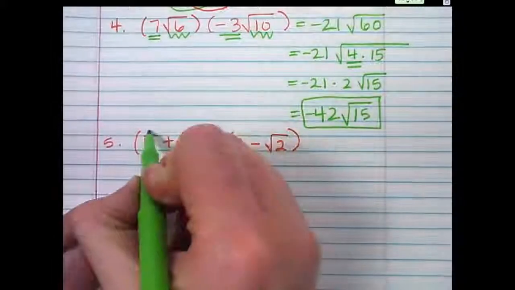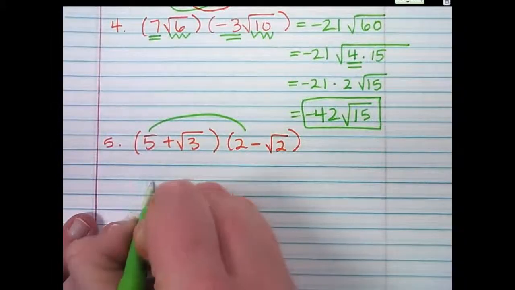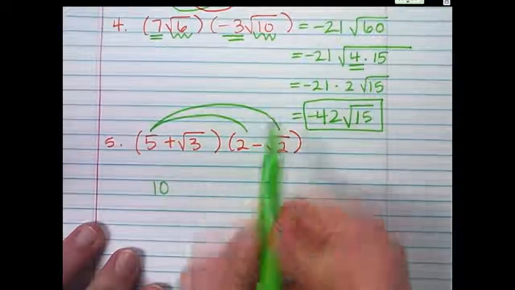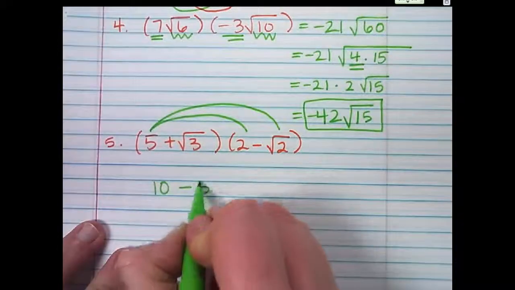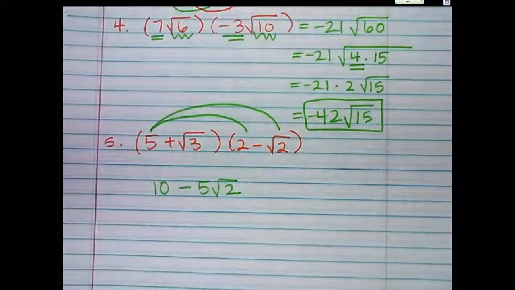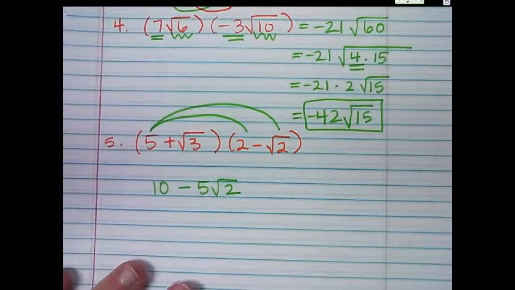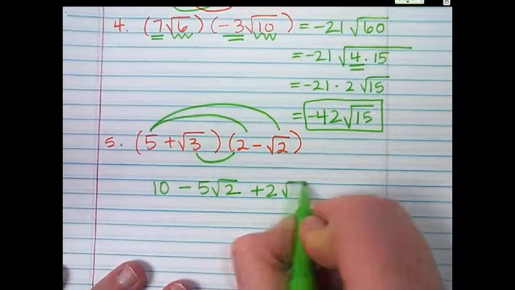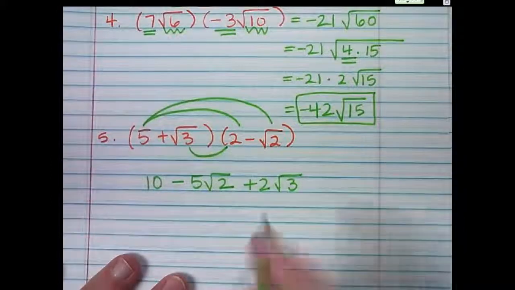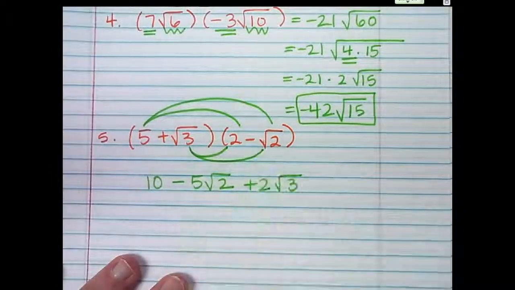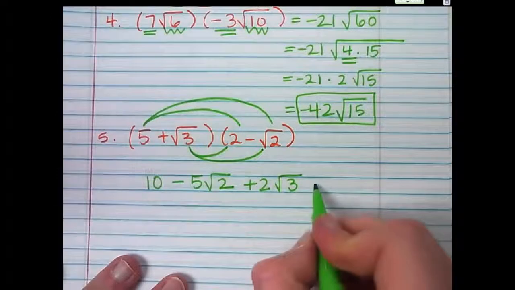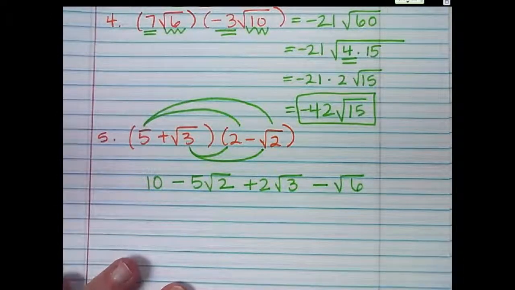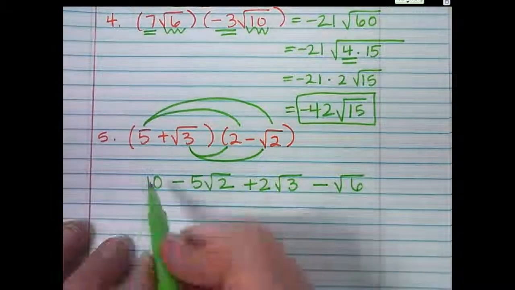So multiply 5 to the 2, which is 10. And then 5 to negative square root 2. So negative 5 square root 2. And then square root of 3 times 2 is just positive 2 square root 3. And then square root 3 times negative square root 2. Careful with your signs. Negative square root 6. Can I simplify anything? No. So that's it. Just an ugly answer.